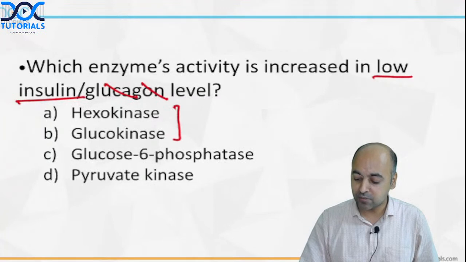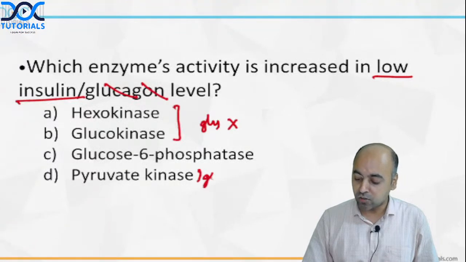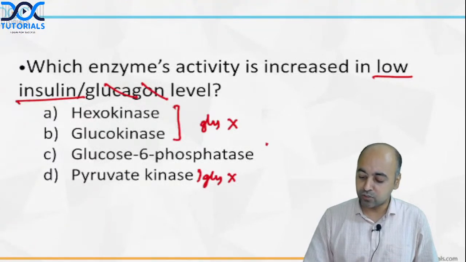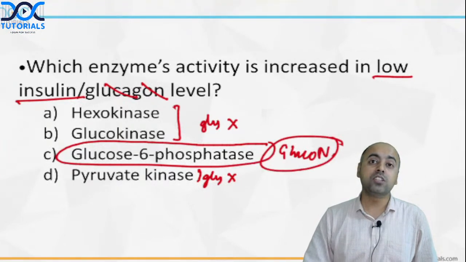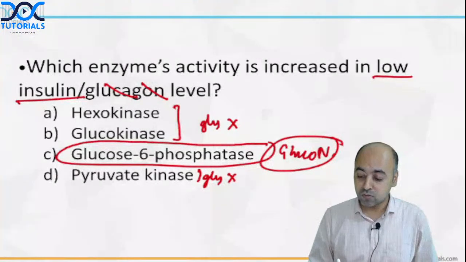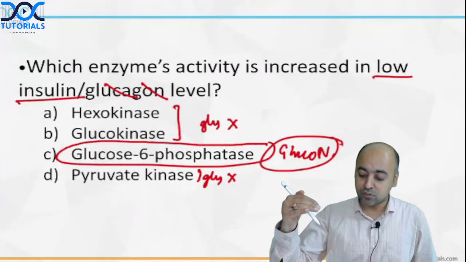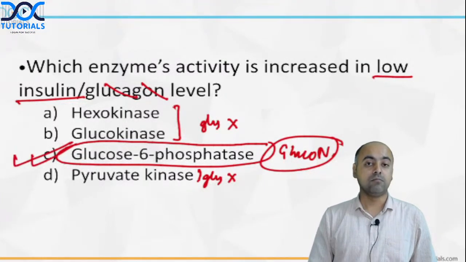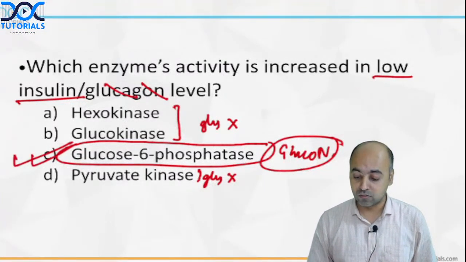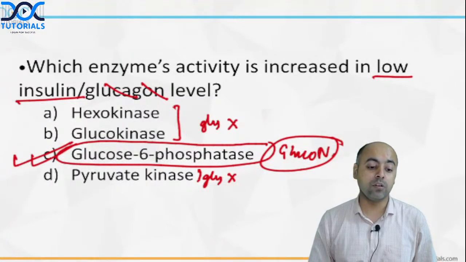Hexokinase, glucokinase, part of glycolysis, they will be activated. Pyruvate kinase, part of glycolysis, they will be activated, whereas glucose 6-phosphatase is part of the gluconeogenesis, which is inhibited by insulin. So when the insulin level is low, this enzyme activity will increase. This is how we are going to attempt the answer.